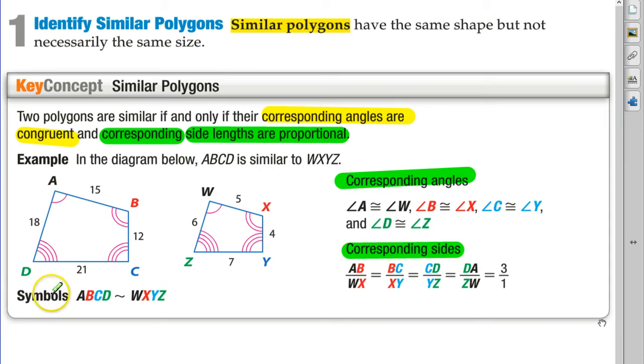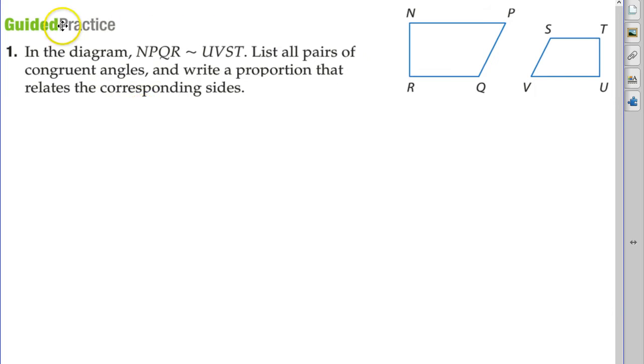The last part here that's maybe new for you is how to say two polygons are similar. And what it actually is, it's the exact same thing as congruent. We just don't have the equal sign there. You notice the congruent symbol has the little equal curve over it. This one doesn't. So that's what similar means. Now, first problem here.